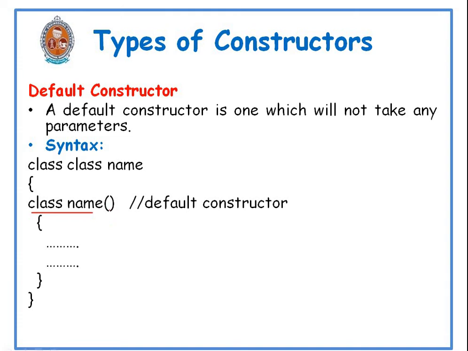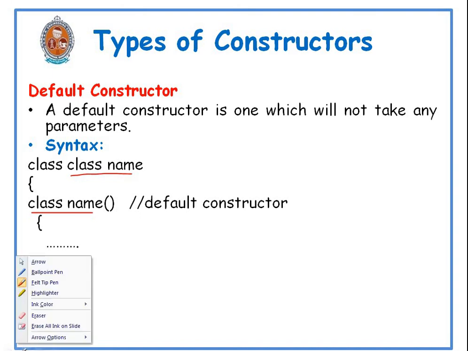Here the constructor doesn't take any parameters, that means it is empty. So we can say that it is a default constructor because it is taking the same name of the class name, but it doesn't have any parameters. So what is a default constructor? A default constructor is one that doesn't take any parameters.